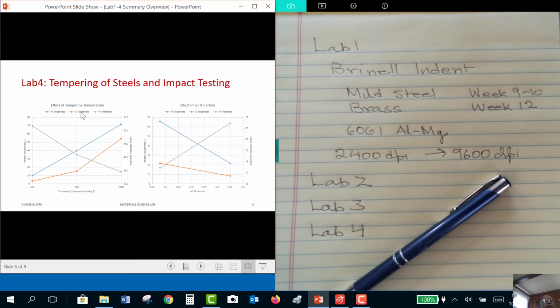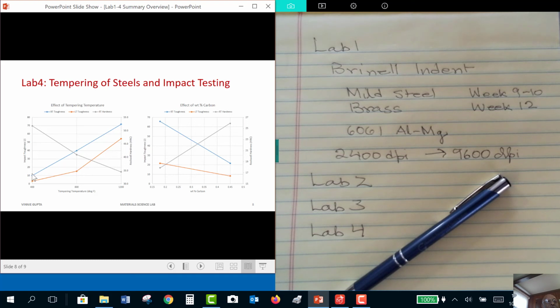Then we also compared the room temperature toughness, which is the blue line, to low temperature toughness, which is the red line. We really expected this red line to be flat if our temperature was below the ductile to brittle transition temperature. In our case, we probably could not bring all these three specimens to below their ductile to brittle transition temperature. So what we found was we were somewhere in between.